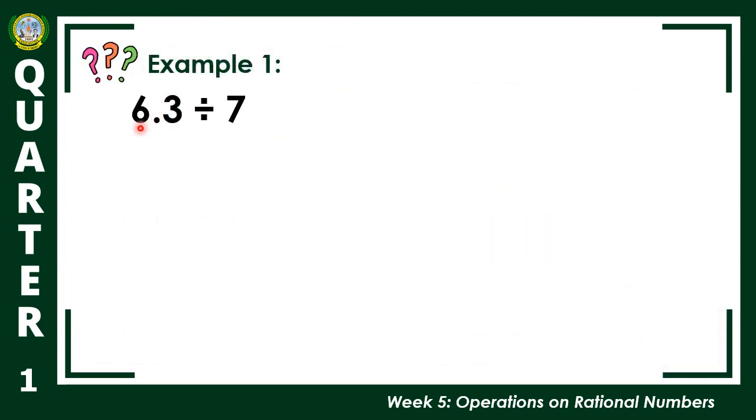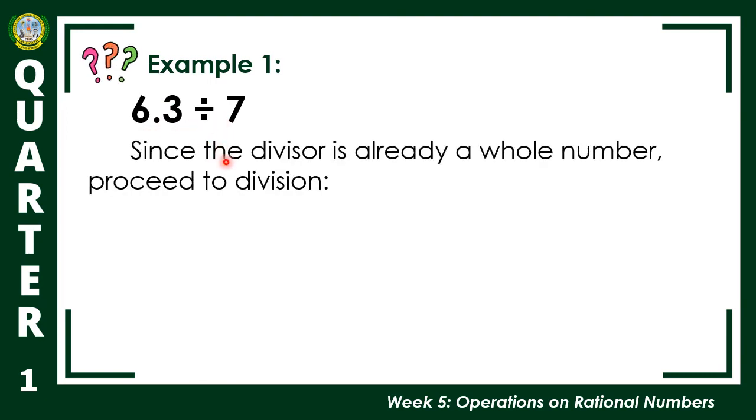Example number 1, 6.3 divided by 7. Since the divisor is already a whole number, 7 po siya, whole number na, we are going to proceed to division na. So, 6.3 divided by 7. Again, nasa loob ang dividend, nasa labas ang divisor. So, i-divide na po natin.